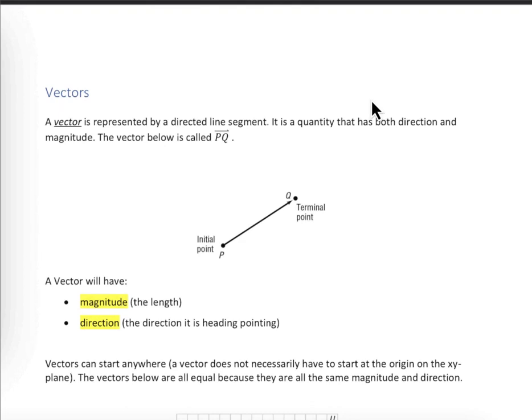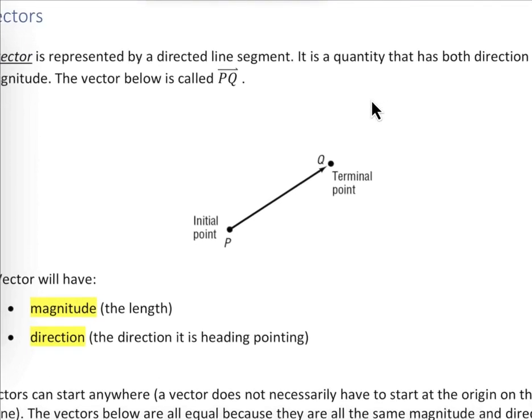In this video, we're going to discuss vectors. And the definition of a vector is a directed line segment, very similar to what you might remember from geometry as being a ray. But it's a quantity that has both direction and magnitude. So there are a couple of pieces and parts of vectors that we're going to identify.